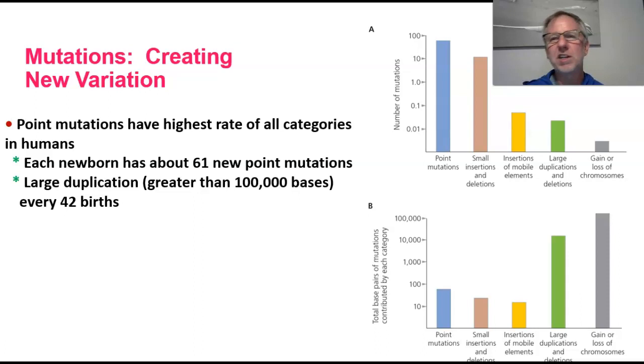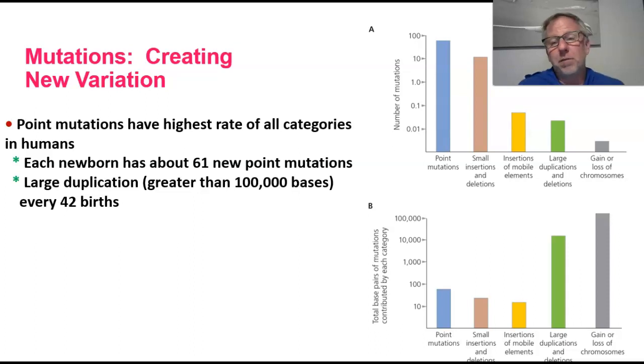And then point mutations are followed by small insertions and deletions, and then insertions of mobile elements that are jumping around, then large duplications and deletions, and finally gain or loss of chromosomes. So that's the order, in terms of the most common types of mutations to the less common.